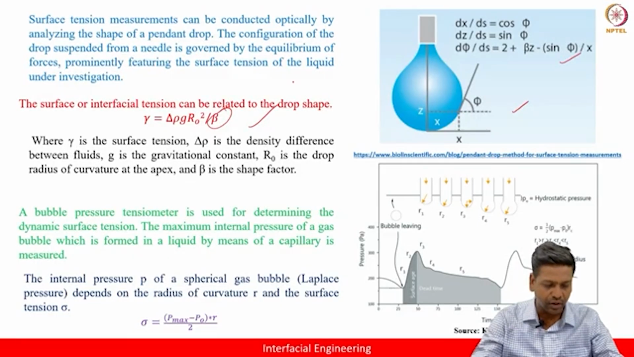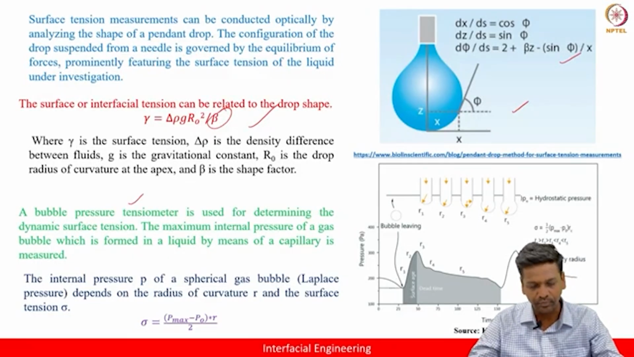In addition to it, we also have what is known as the bubble pressure tensiometer. We also looked at the bubble pressure method when we described the various measurement techniques. Okay, so this is one of the measurement techniques that we already covered, right? When we discussed the contact angle measurement techniques, right, or surface tension measurement techniques.